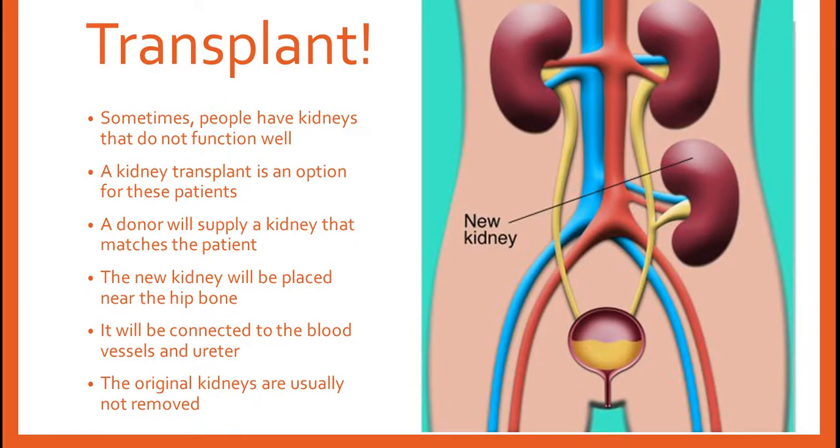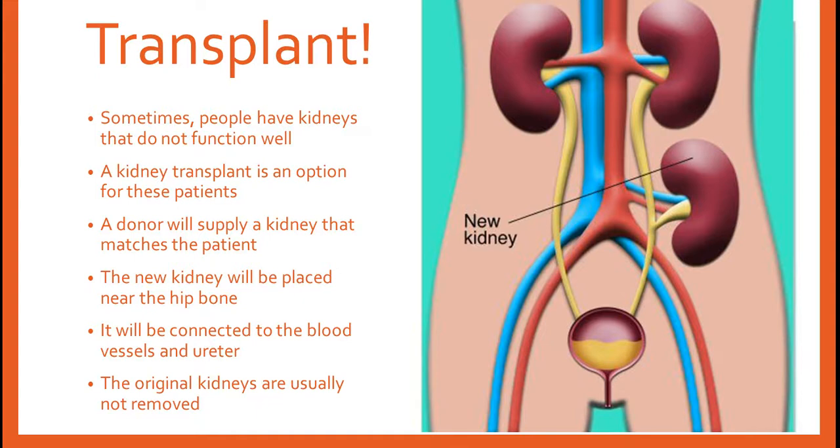Okay, if people have kidneys that aren't functioning properly, like I said before, it's one of the most common transplant surgeries out there, because since we have two, we can give a kidney away to someone. If someone's not filtering their blood properly, then those toxins will start to build up inside their bodies. And that will cause them to, over time, slowly poison themselves. So that's bad news, right? So a kidney transplant is an option. A donor will supply a kidney. It has to match.